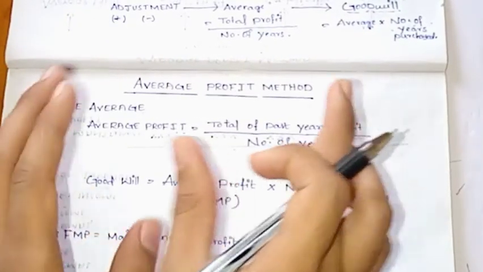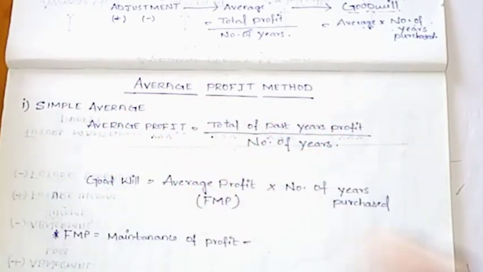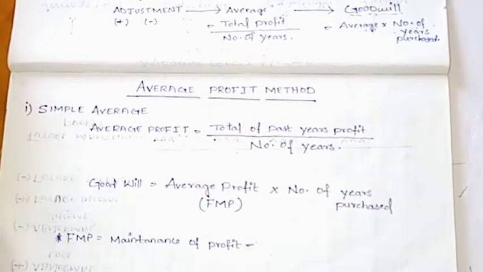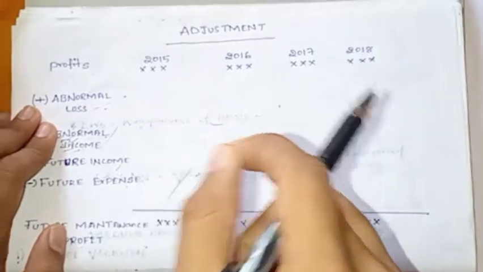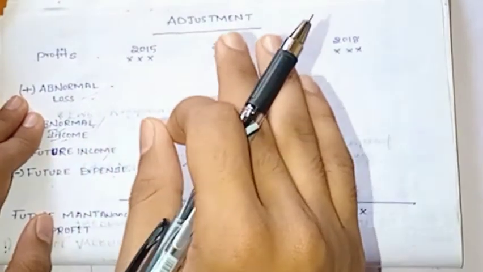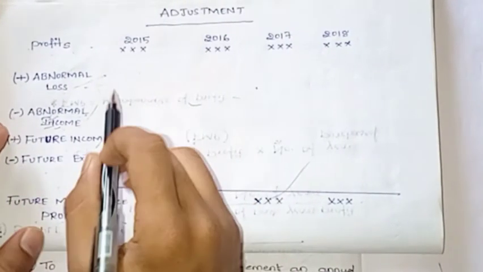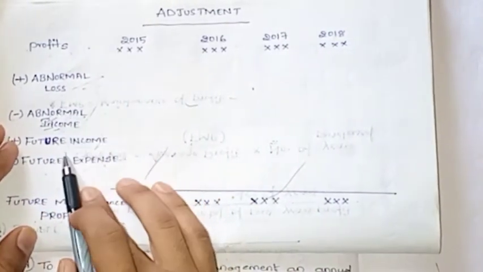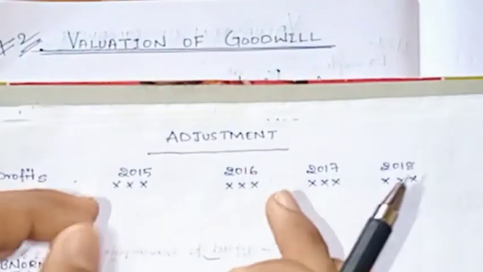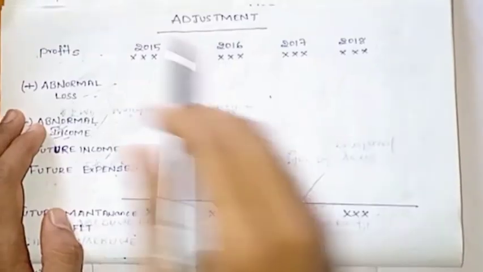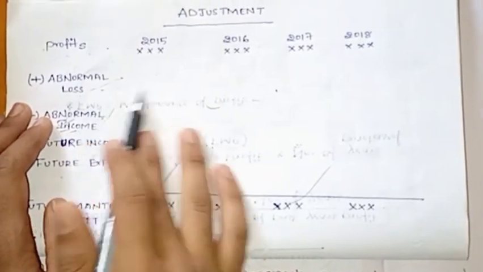Simple, right? So this is the formula of the average profit method. Now we will see the adjustments. Tax adjustment they will not give in the exams, so don't worry about it. They will mostly only give abnormal loss, abnormal income, future income and future expenses. That's it. What you have to do is add the abnormal loss.